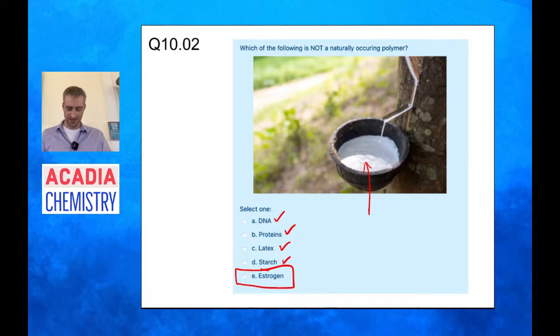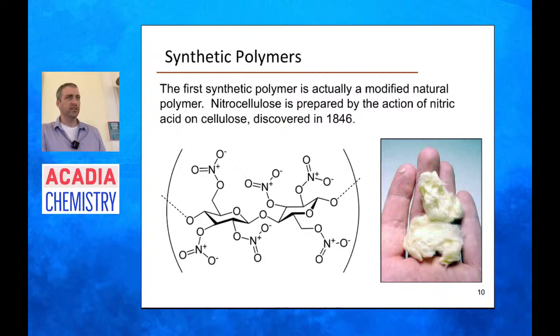So synthetic polymers are probably what we're going to focus most on in this unit. By probably, I mean definitely, because I made the unit and I know what's in it. Synthetic polymers are ones that are made by human beings, right? They're not ones that are naturally found out in the world, but we have created them and put them out there into the world in, generally speaking, huge amounts.